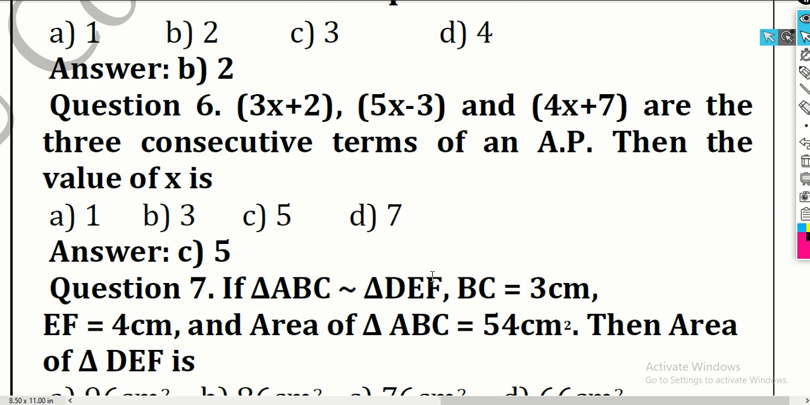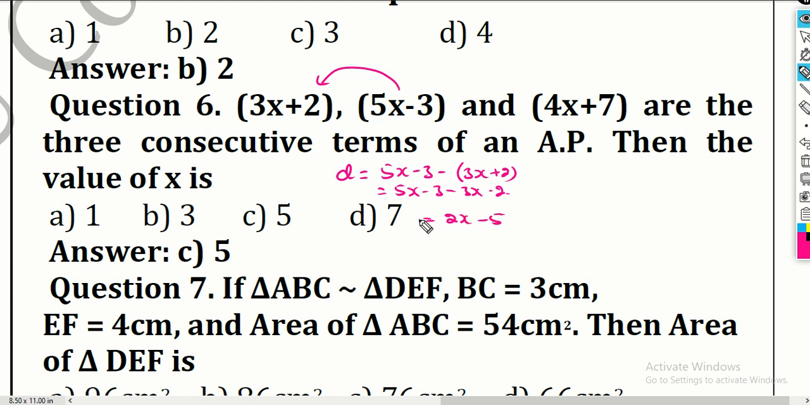Then in question 6, they given that 3x plus 2, 5x minus 3, 4x plus 7 are 3 consecutive terms of the AP. Then the value of x is? If these are in AP, to find the D, you have to subtract the first from the second. That means 5x minus 3 minus of 3x plus 2, which gives 5x minus 3 minus 3x minus 2. That gives you 2x minus 5. This is the value of D.